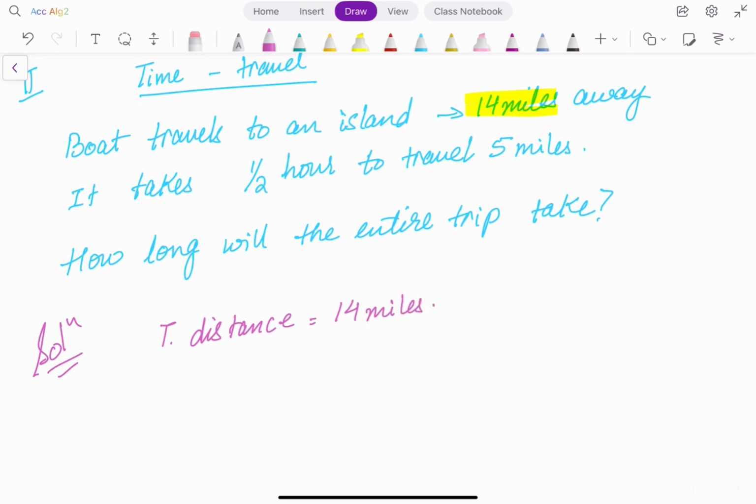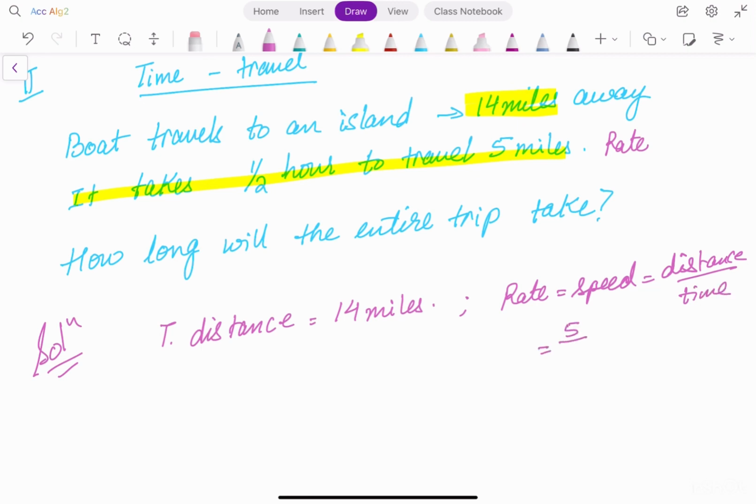We also know the rate, or the speed, which is distance over time. So the boat is traveling 5 miles, that is, distance is 5 miles in half an hour. So 5 over 1/2 is nothing but 10 miles per hour. So the boat is traveling 10 miles in 1 hour.